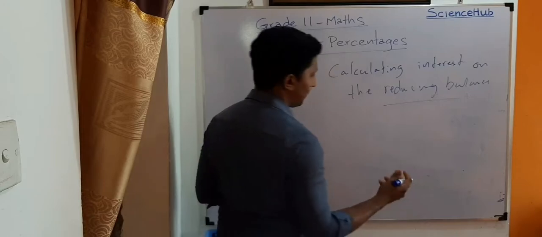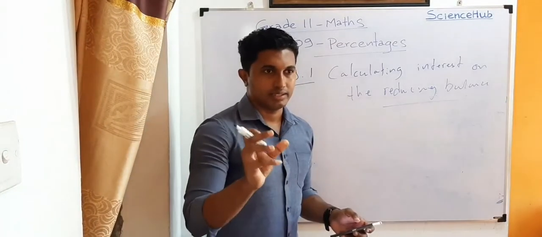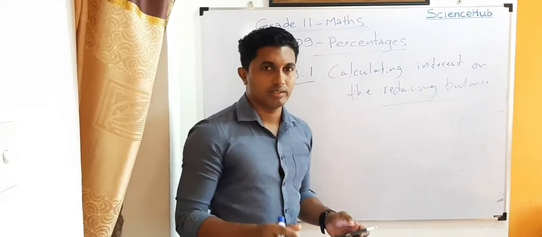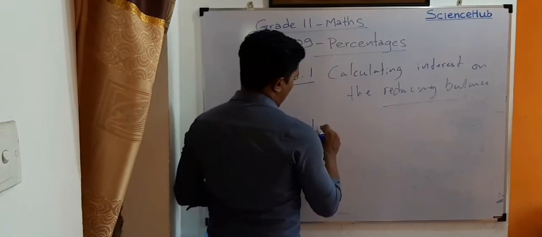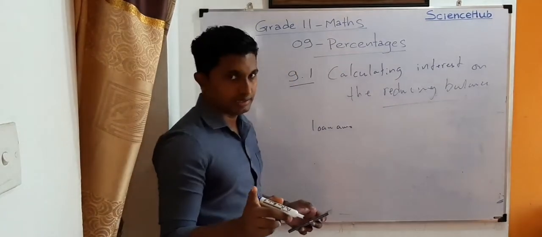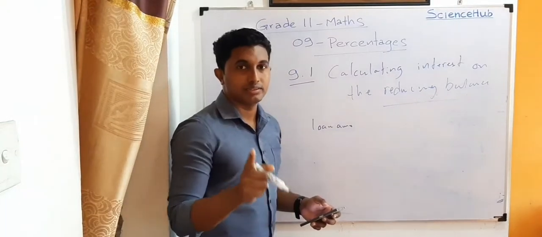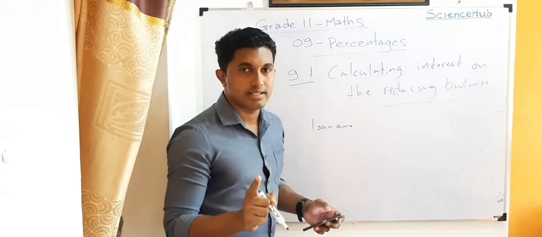What is the capital? Capital means the initial price, the initial loan in here. Okay, 30,000, the loan amount. The important thing here is that you should write sentences.